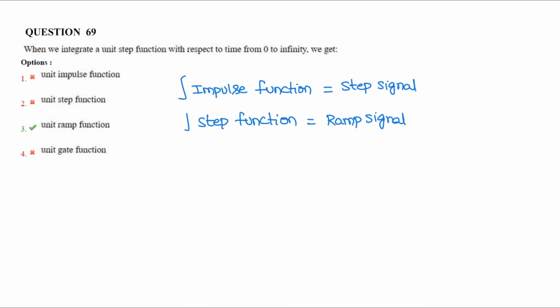So when we integrate a unit step function with respect to time from 0 to infinity: integration of the unit impulse function is the step signal, and integration of the step signal is the ramp signal. Similarly, integration of the ramp signal is parabolic. So here integration of the step function is the unit ramp function.